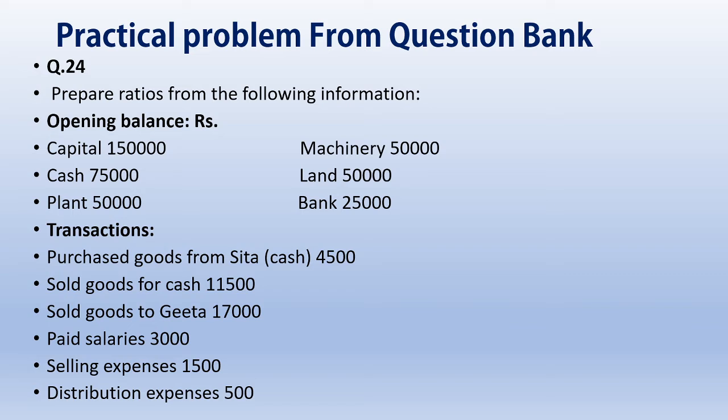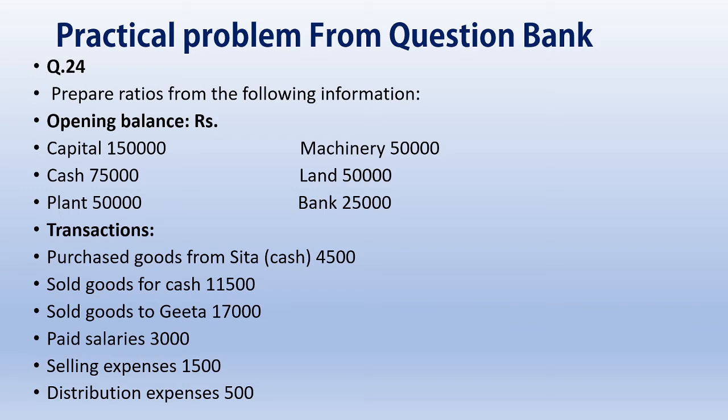So this is the problem. Opening balances of 6 ledgers were given to us. Except cash, we have to create all these ledgers, and also the other ledgers given in the transactions. So overall, we have to create capital, machinery, land, plant and bank, which are the opening balances. Cash will be entered later by using alter mode.